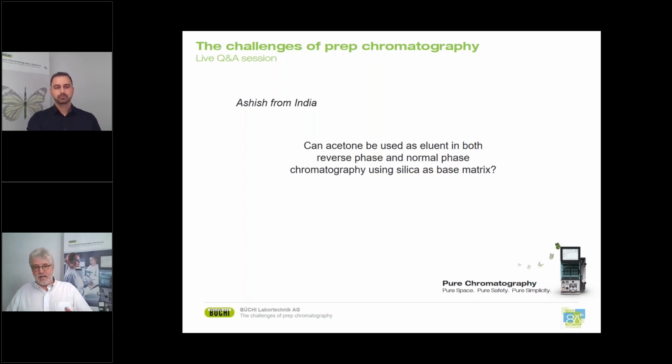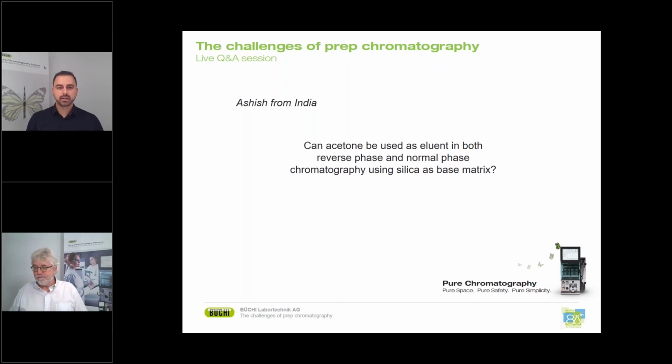But fortunately, as we mentioned in the introduction, we have the light scattering detector, where the solvent that we use doesn't really matter because it's evaporated. So by using the ELSD detector, the acetone is evaporated, it's gone, and you will have no problem to see the compounds. So with the proper detection technique, I would say, yes, acetone is possible to use.